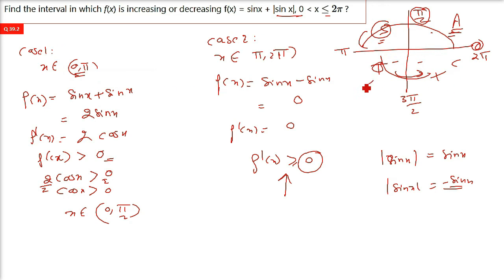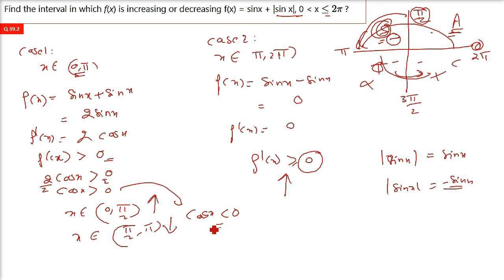And in case 2 we have already got that f dash x is increasing. So x equals 0 to pi by 2 it is increasing, and in case 2 we also saw that it is greater than or equal to 0. Now 0 to pi by 2 it is increasing, but pi by 2 to pi it is decreasing, because cos is negative there. So one time it is increasing, one time it is decreasing between 0 and pi. So between 0 to pi by 2 it is increasing, pi by 2 to pi it is decreasing. So it is neither increasing nor decreasing.